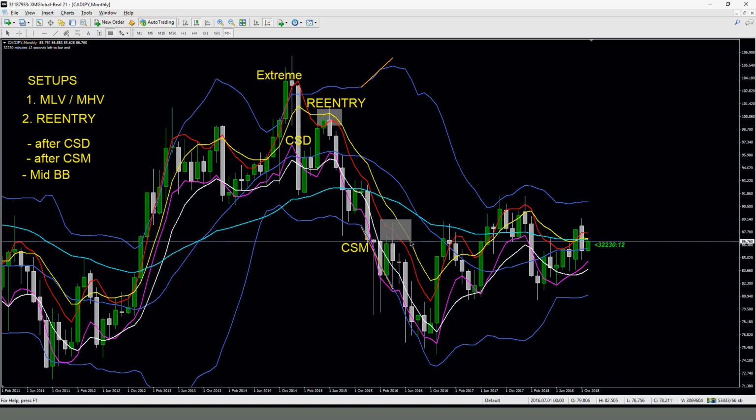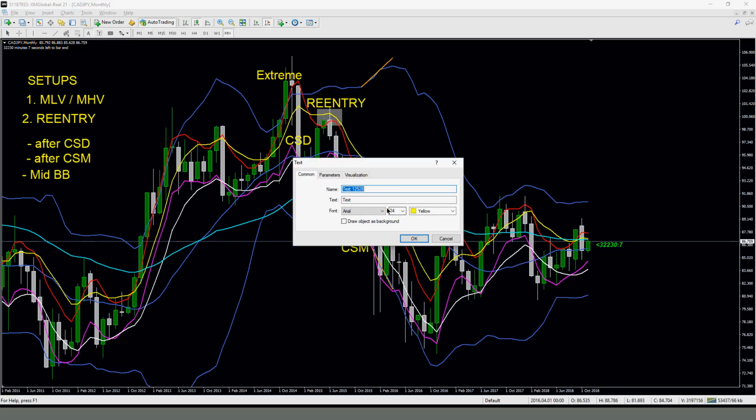And over here, this is one of my favorite re-entries because it's a much safer re-entry, because we already have a CSM. The CSM indicates to us the market strength going downwards in this case.